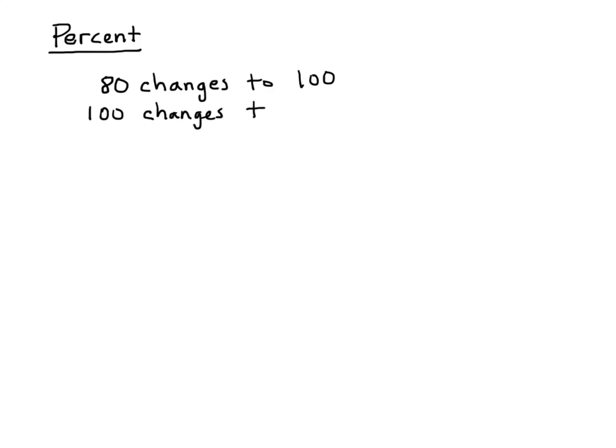Okay, we talk about percent usually in an environment where something's changing, right? Or something is a component of another. So let's say we're going to have 80, something, it doesn't matter what, change to 100, and then we're going to have 100 changing to 80. Now this is the same change, right? It either goes up or goes down by 20.